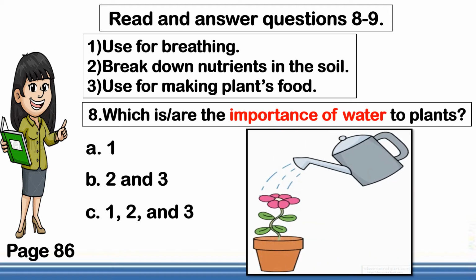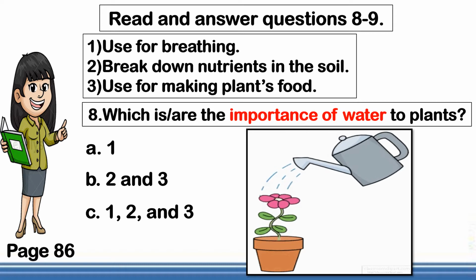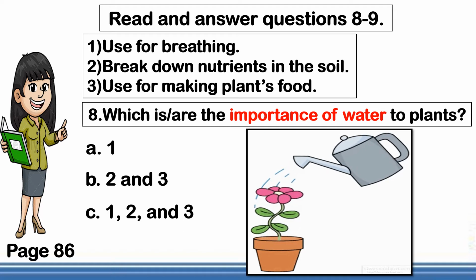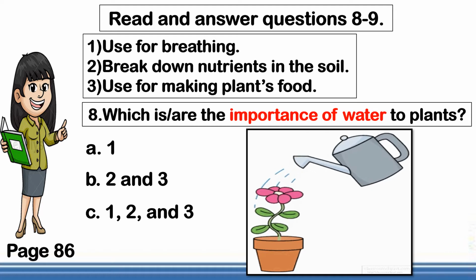Number 8 question is, which is or are the importance of water to plants? Letter A. Use for breathing. Letter B. Break down nutrients in the soil and use for making plants food. Letter C. Use for breathing, break down nutrients in the soil, and use for making plants food.